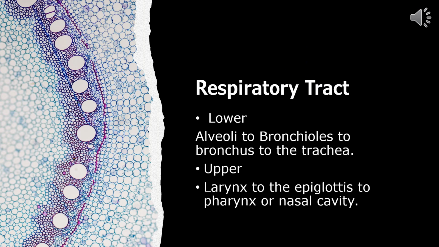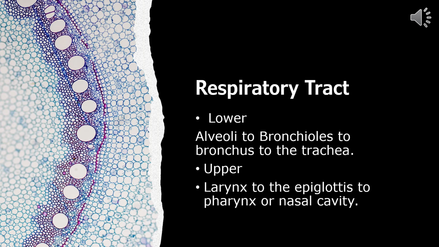So like last chapter, I decided to break down the anatomy of the respiratory tract before I proceeded on through with the diseases and the infections. Starting in the respiratory tract on the lower side, you start at the alveoli. That's going to be in both right and left lungs. The alveoli connects to the bronchioles. Then those connect to the bronchus, and then those connect to the trachea.